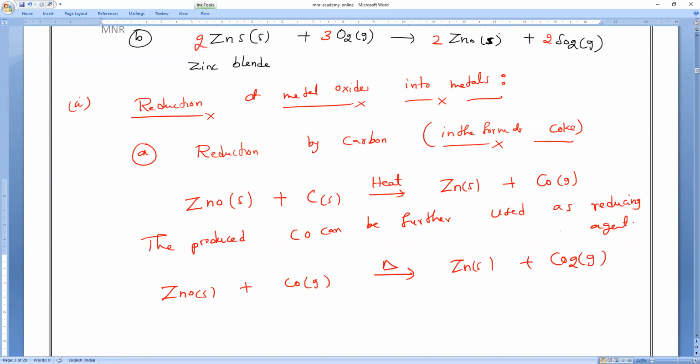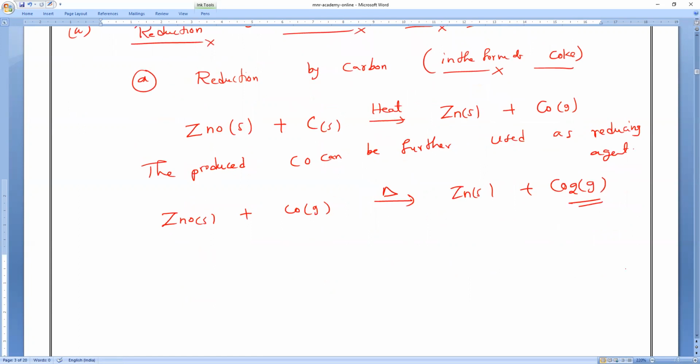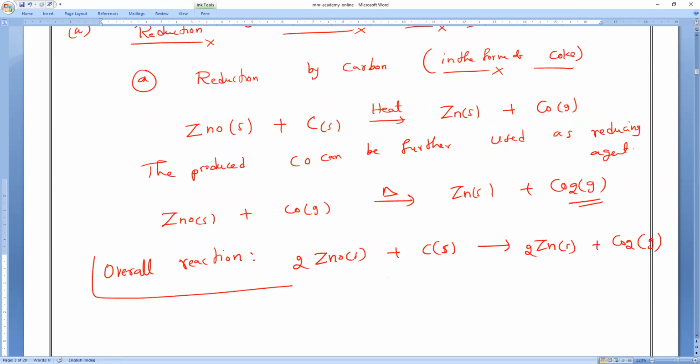instead of carbon monoxide, this time we will get what, guys? Carbon dioxide. So combine these two equations and we get the overall equation. What is the overall equation? Anybody? Overall reaction, this is very important. 2 ZnO reacting with carbon, that is coke, will give us 2 Zn plus CO2. So this is the overall reaction.